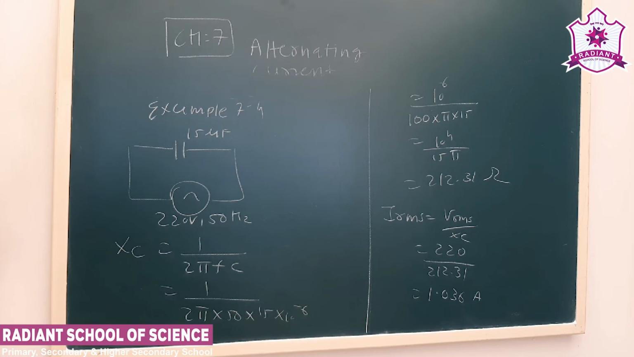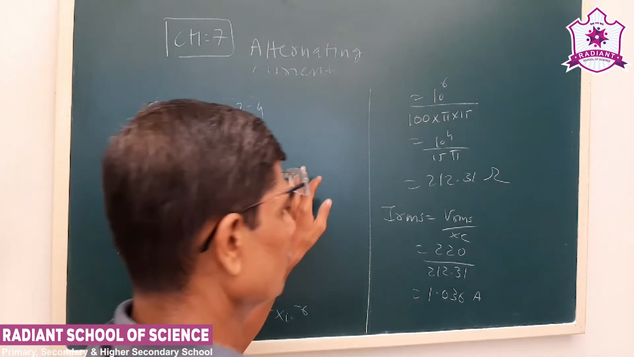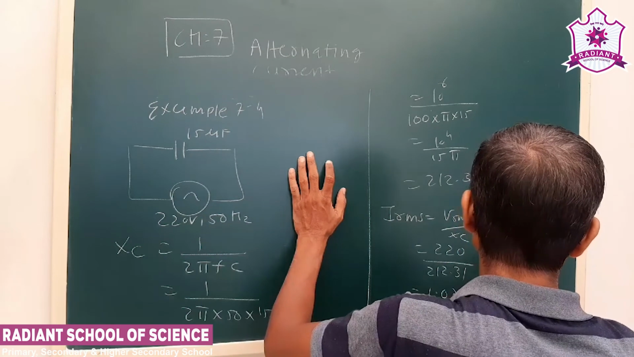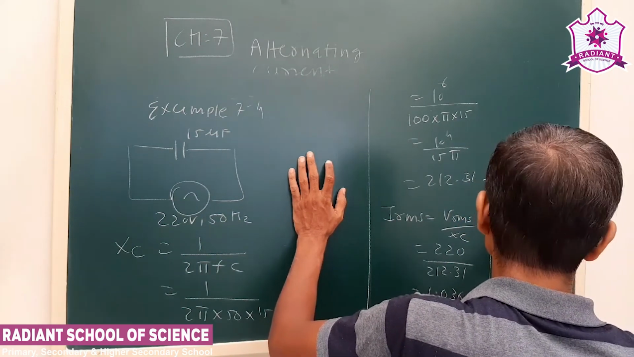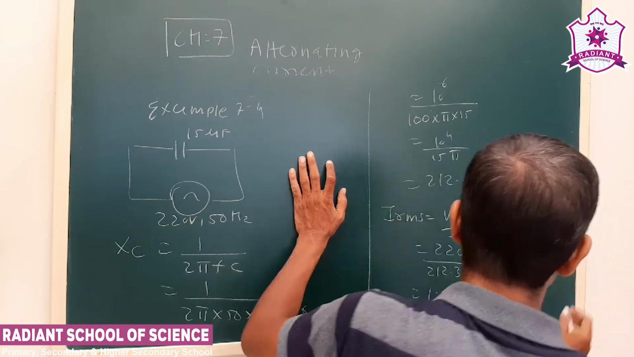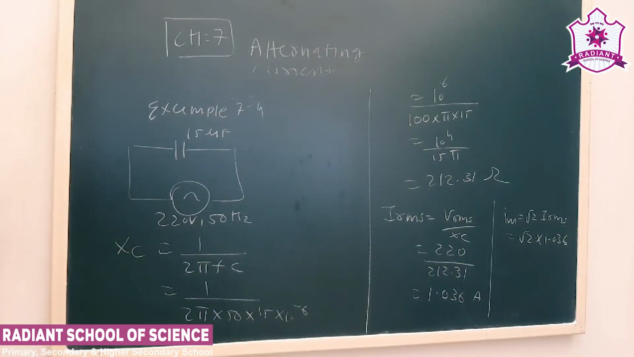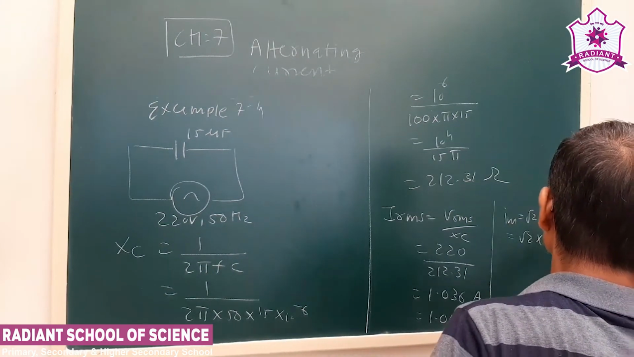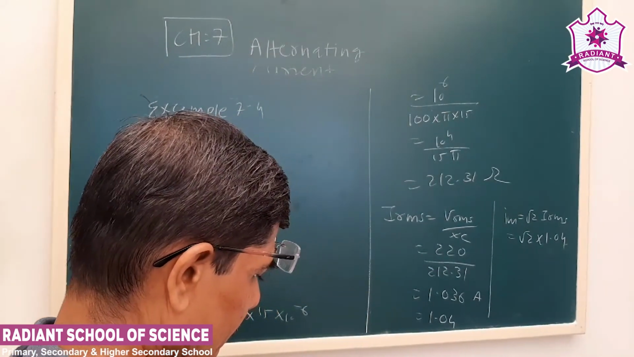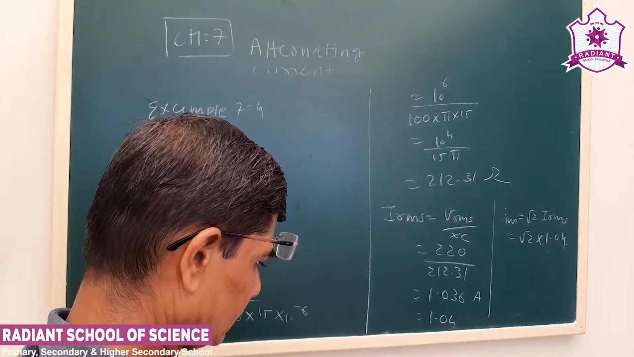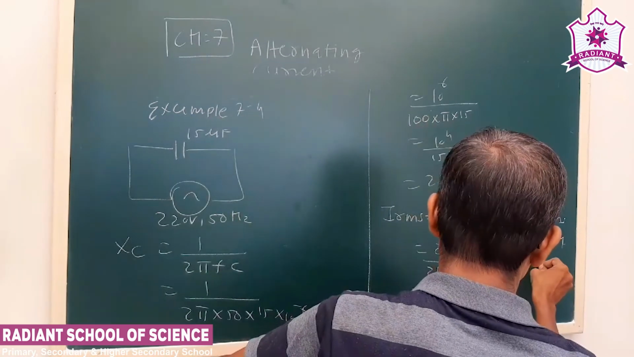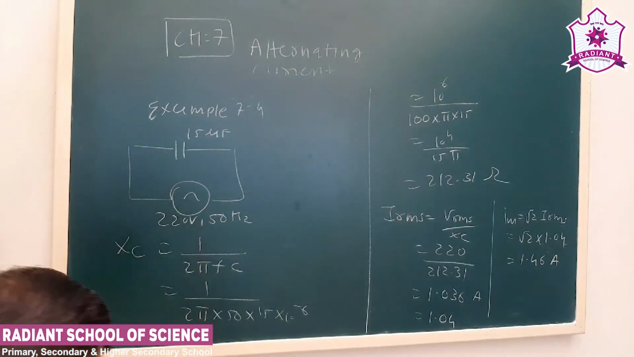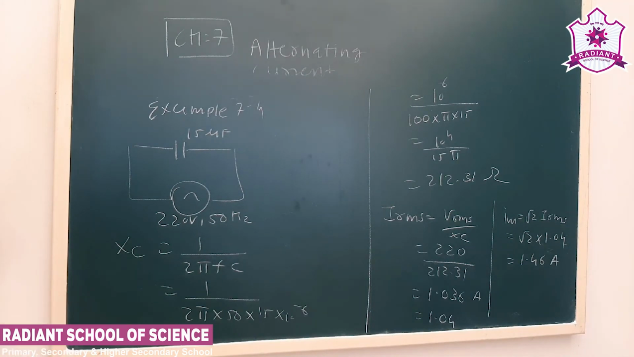Here we have to obtain the maximum current also. IM will be root 2 times IRMS, root 2 into 1.036. IRMS is 1.036, or you can take 1.04. So this is about the value of the capacitive reactance and current in the AC circuit with only a capacitor.